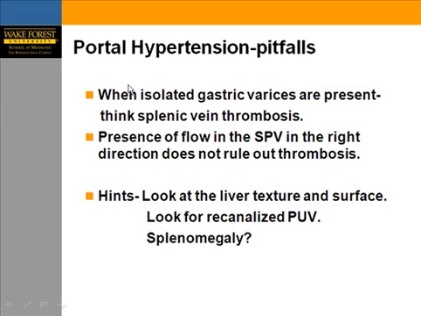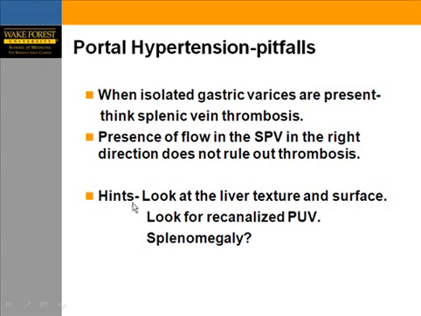Also remember that if you identify isolated gastric varices, don't think of portal hypertension, think of splenic vein thrombosis. The etiologies can be many. However, don't jump to the conclusion that this is portal hypertension. Another important point is that clinicians many times ask you to evaluate the splenic vein for thrombosis. Unfortunately, ultrasound is not a great tool to do that. Why is that? Because you need to interrogate the whole length of the splenic vein, which is not really accessible with sonography. So presence of flow in a splenic vein does not exclude a splenic vein thrombosis.